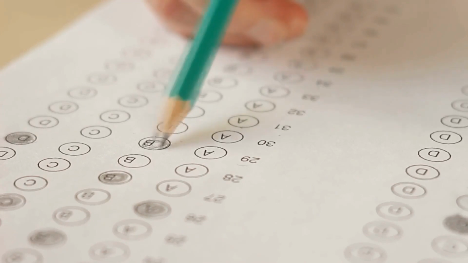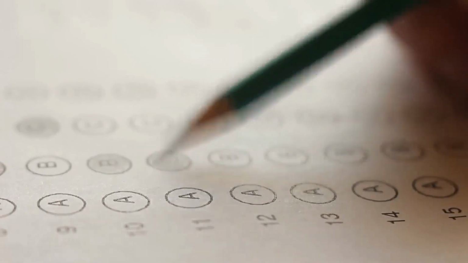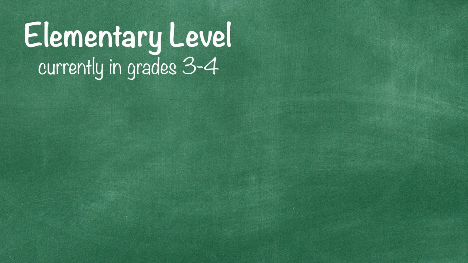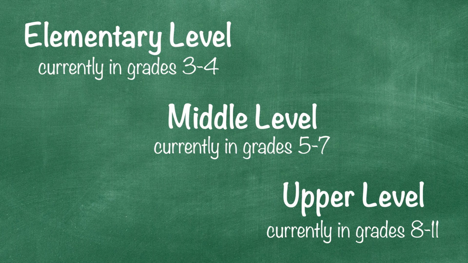The SSAT offers 3 levels of test, all based on a student's current grade, not the grade to which they're applying. There's the elementary level, for students currently in 3rd or 4th grade, the middle level, for students currently in 5th, 6th, or 7th grade, and the upper level, for students in 8th through 11th grades. The 3 versions are quite similar in terms of format, but the content naturally gets increasingly difficult as you move up grade levels. Let's break down the sections.